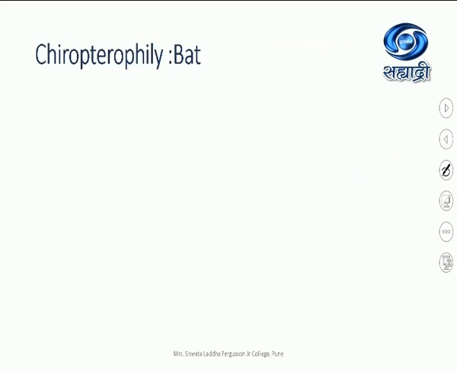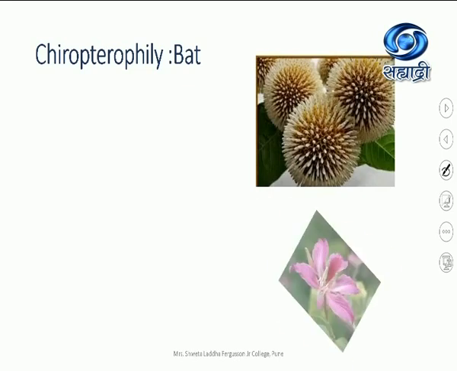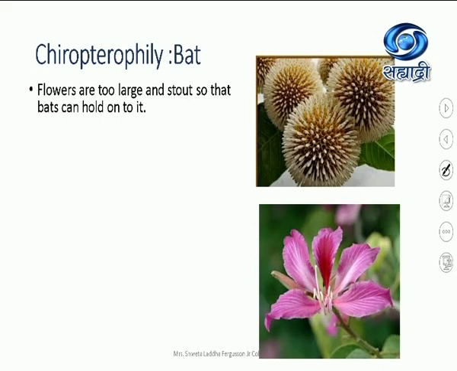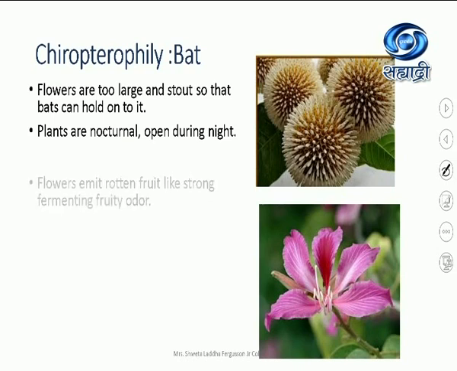Now we will discuss the next type of pollination, which is called Chiropterophily. This pollination takes place by bats. Now we know bats are nocturnal. They are active during the night time. So the flowers are also very large and very stout, so that they can hold the weight of the large, huge bats, and they are nocturnal. These flowers bloom, they open during the night time.